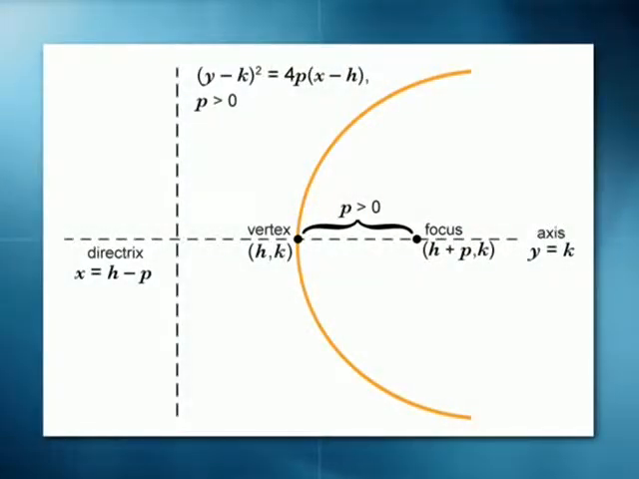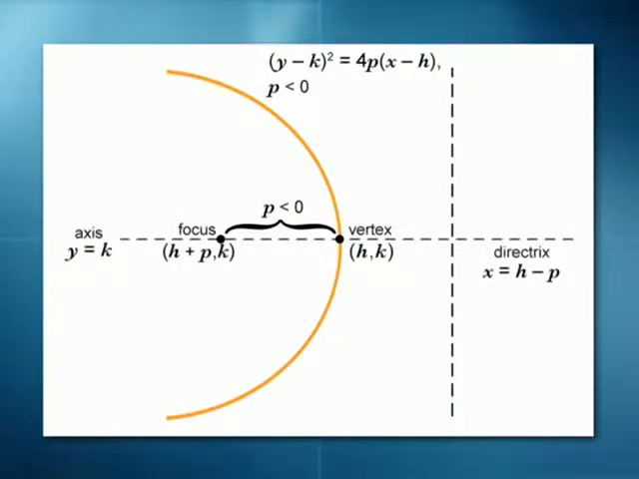Here's one that opens to the right, and its equation is (y minus k) squared equals 4p times (x minus h). P is greater than 0 when you open to the right, and look how it works. There's the vertex, (h, k), and there's the focus, p units away, and it's to the right because p is positive, and that focus is at (h plus p, k). And again, the directrix is over there on the other side.